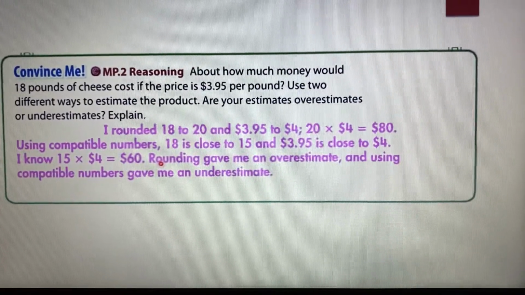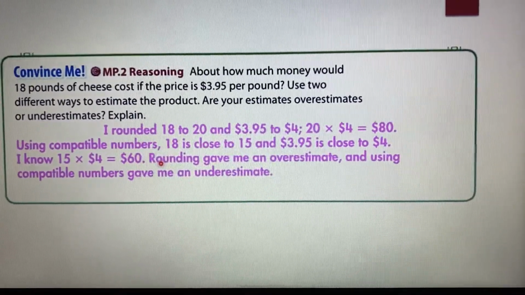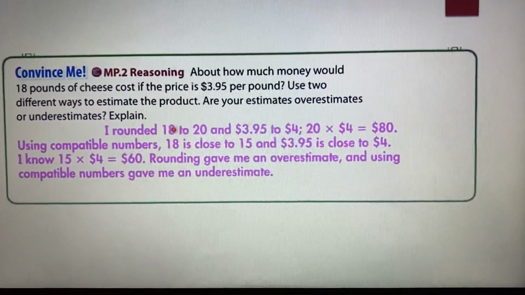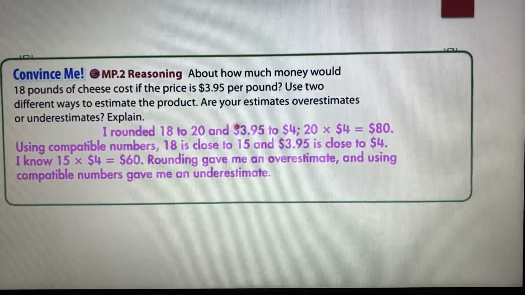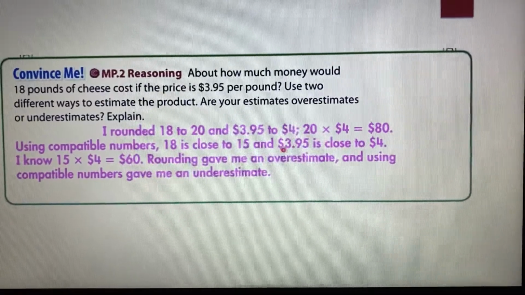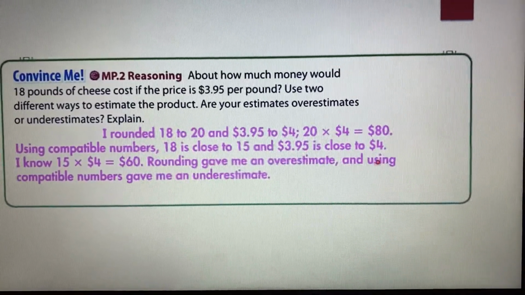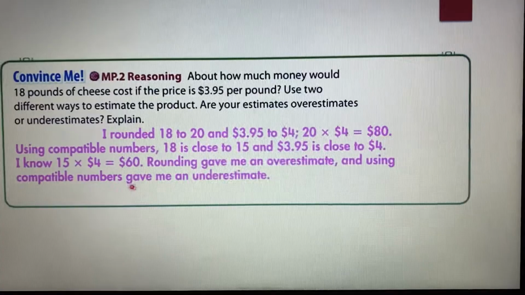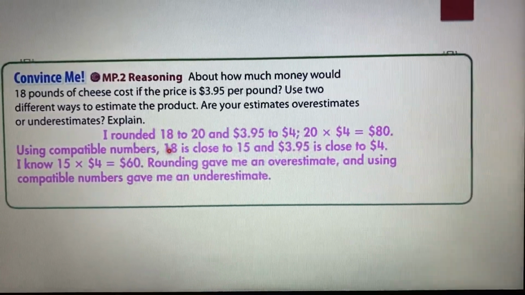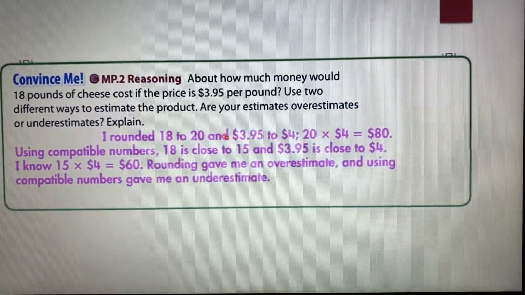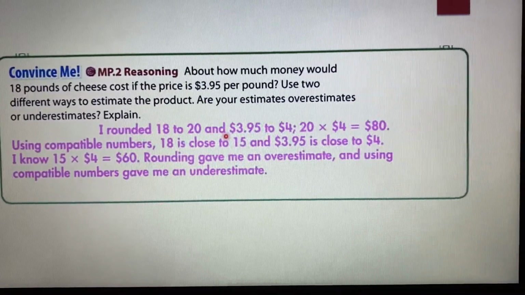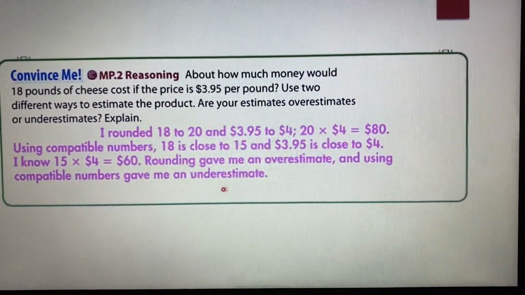Now, is it an overestimate or underestimate? Rounding gave me an overestimate. Why? Because I rounded 18 to a greater number, and I rounded 3.95 also to a greater number. That's why it is an overestimate. And using compatible numbers gave me an underestimate. Why? Because in the compatible numbers, I said that 18 is close to 15, and 15 is less than 18 by 3. So it is an underestimate.